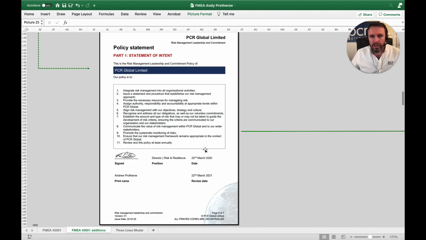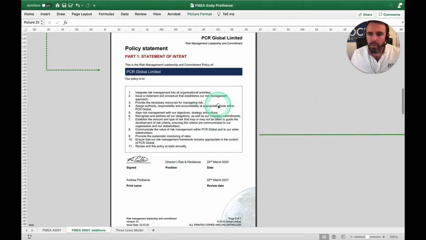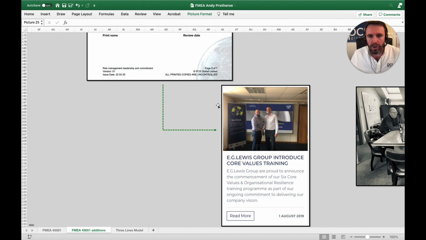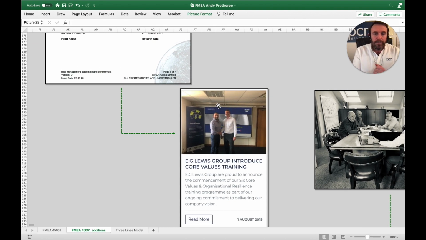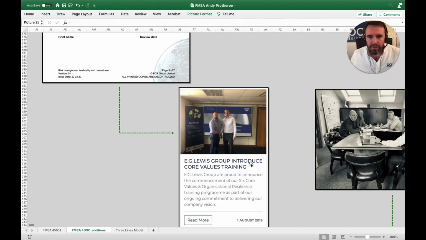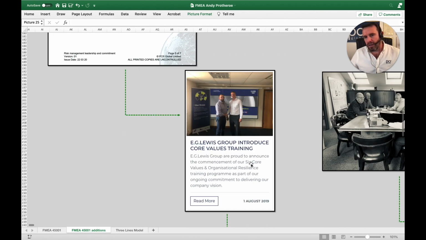Okay, so that policy, if all of that was in place, then we wouldn't have had the failure mode. Out of that policy, what's going to fall out of the policy? Now we're potentially going to have core values training. This is just taken from one of the companies that I've supported, E.G. Lewis. They have a fantastic initiative which we're developing, their 6 core values. We put that training into a wider requirement. But this is what they're doing out of this.